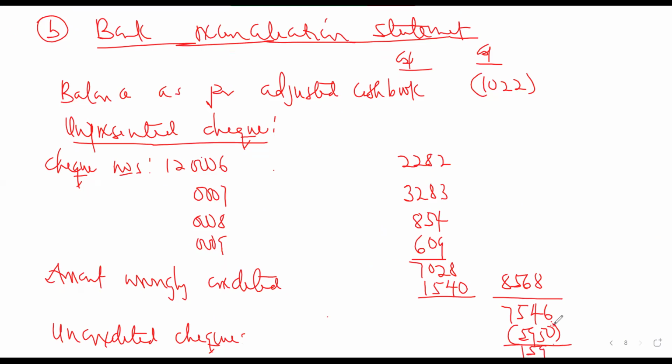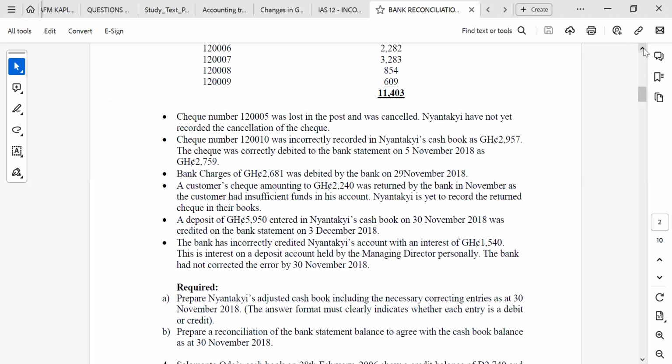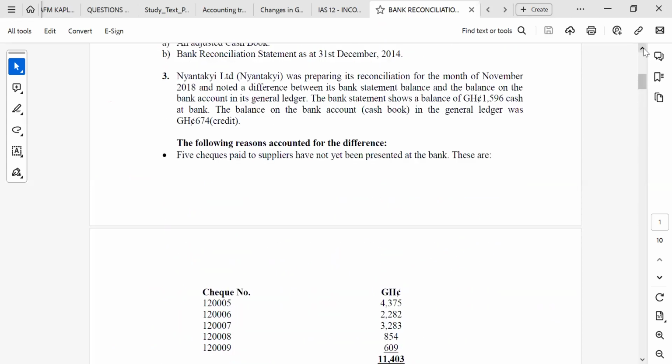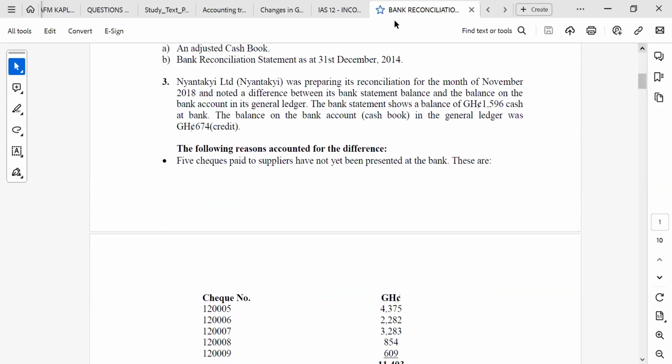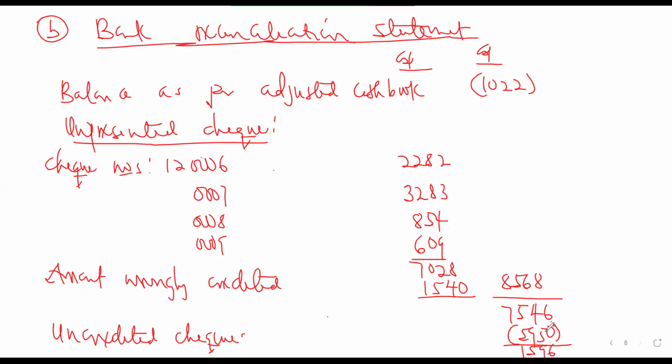I'm having 1596. Is that correct? Is that 1596? Okay. Please, can we confirm the 1596? Yes, that is correct. Okay.